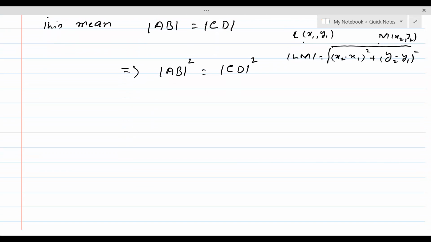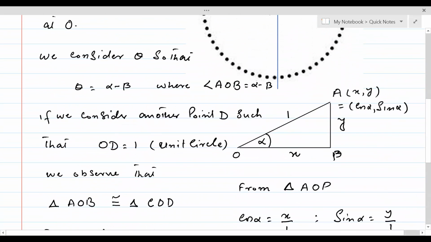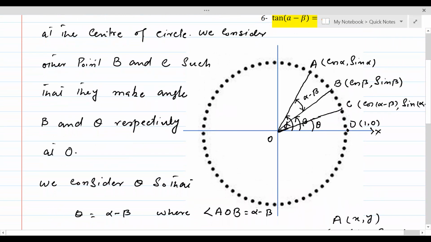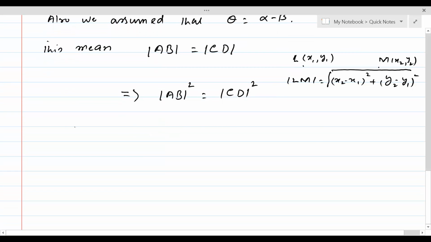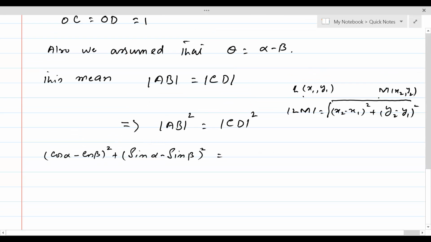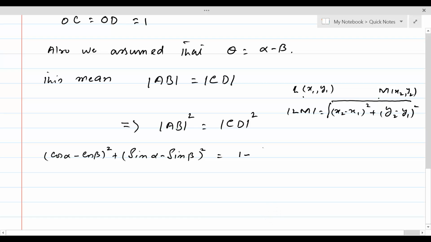So using that distance formula, now AB will be equal to, because the coordinates of A are cos alpha, sine alpha, and coordinates of B are cos beta, sine beta, therefore AB would be equal to cos alpha minus cos beta whole square plus sine alpha minus sine beta whole square, equal to 1 minus cos of alpha minus beta whole square plus 0 minus sine of alpha minus beta whole square.